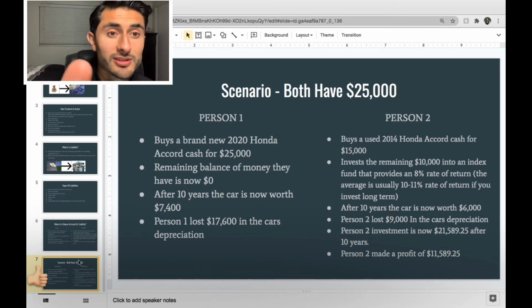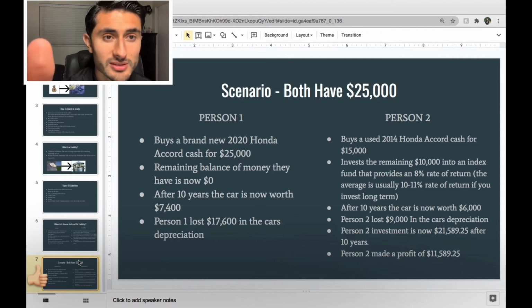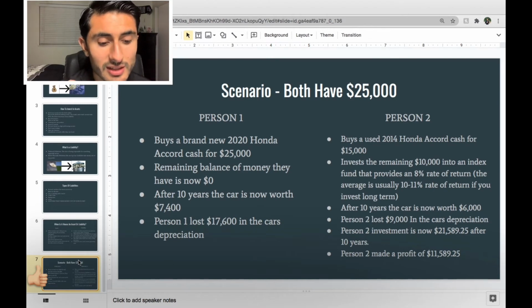So now we're going to talk about a scenario, right? Person 1 and person 2. Both of these people have $25,000 that they can spend on a car. That's going to be the scenario for today. Person 1 buys a brand new 2020 Honda Accord for $25,000. How much money do they have left? It's zero, right? Because they spent all their money on buying that car cash.